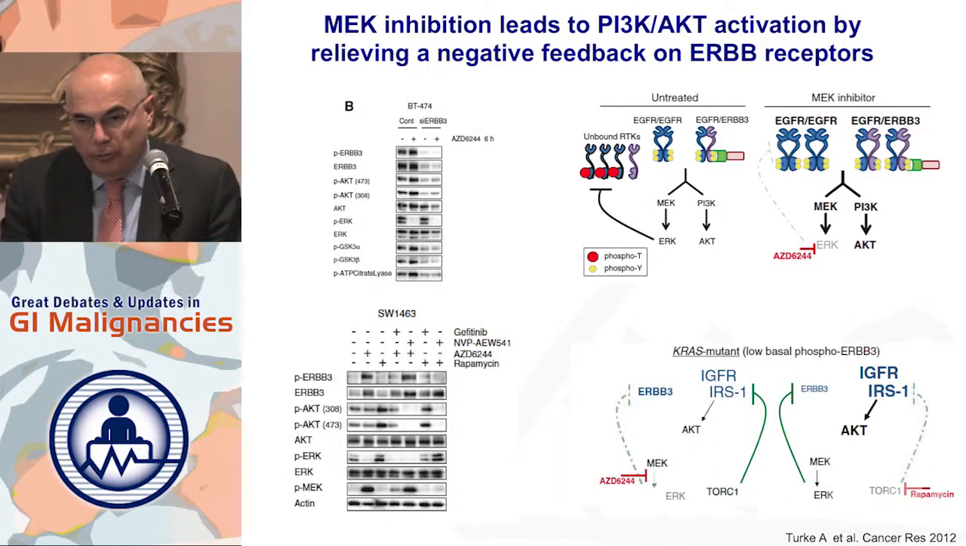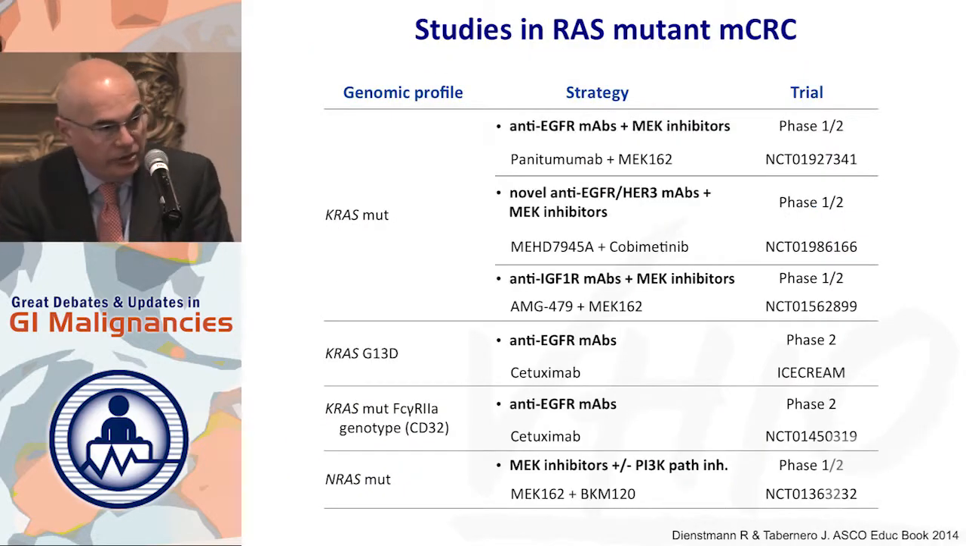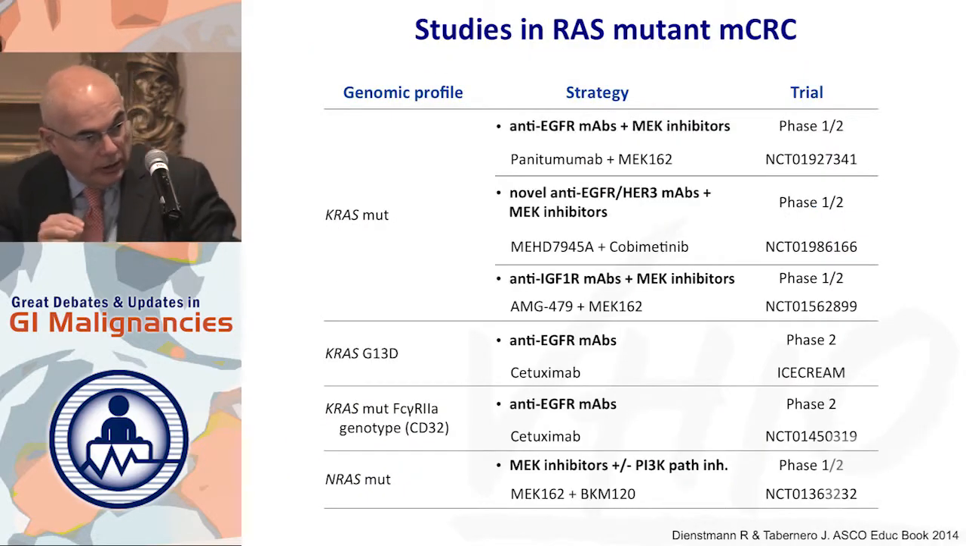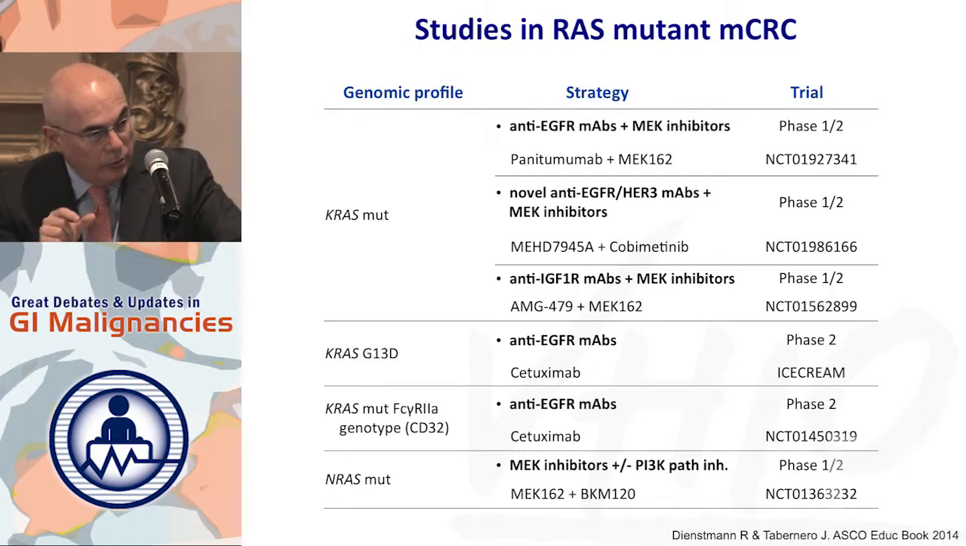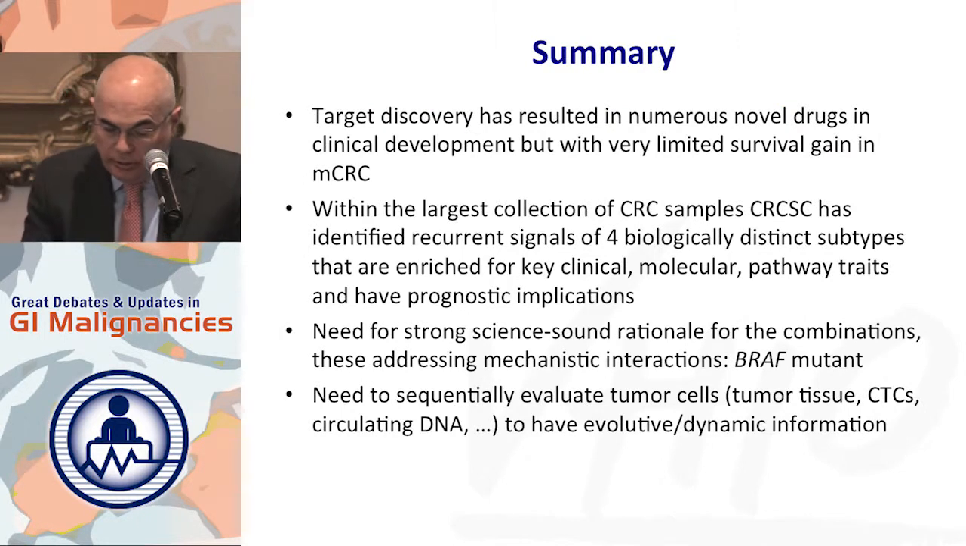I have to tell you that the preclinical data is less robust than in the BRAF mutant population, but still there are several clinical trials actually designed to target this population of patients with KRAS mutations with combinatorial approaches of MEK inhibitors plus EGFR inhibitors or HER3 inhibitors, as you can see in this slide. So at least we'll be able to see whether this approach gives an advantage in this setting.